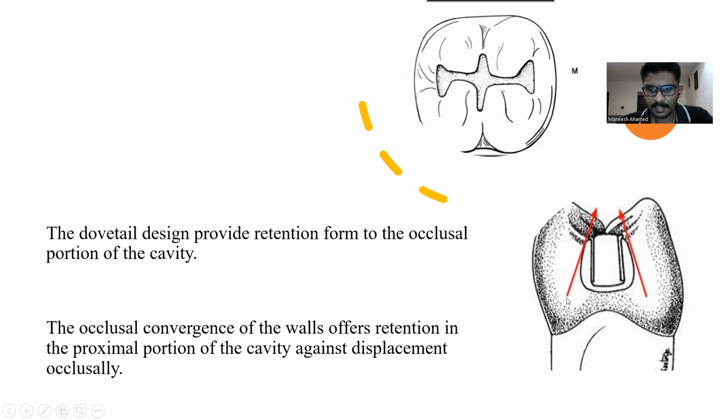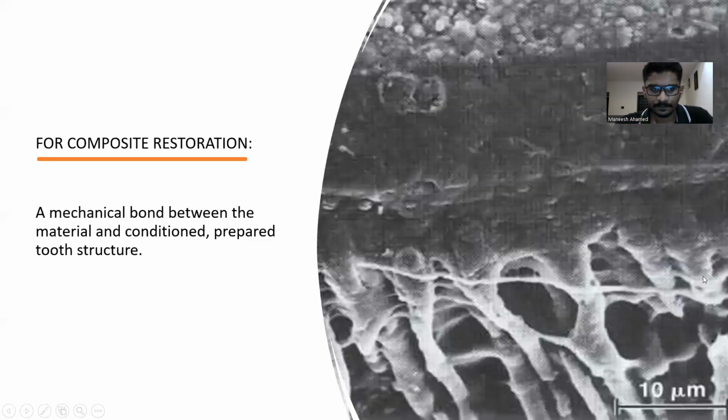As we know, the amalgam preparation is prepared with occlusal convergence, which will prevent the material from dislodging from within the cavity. And for materials like composite, a mechanical bond or micromechanical bond is created between the material and the conditioned prepared tooth structure.